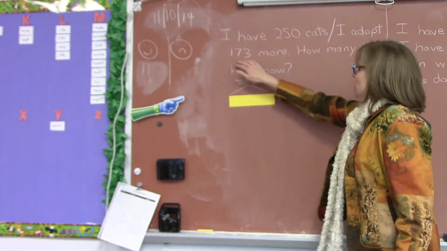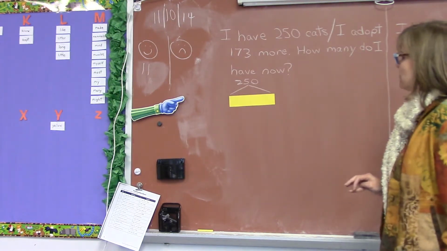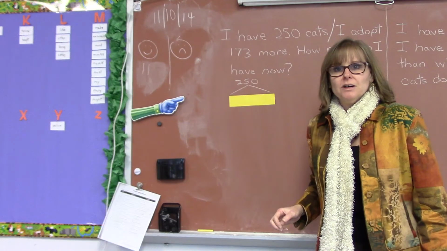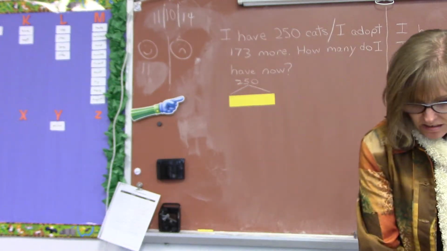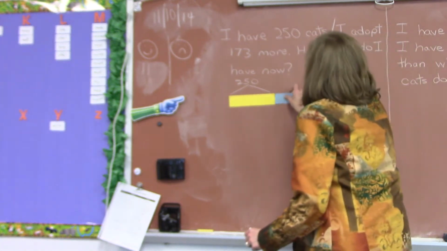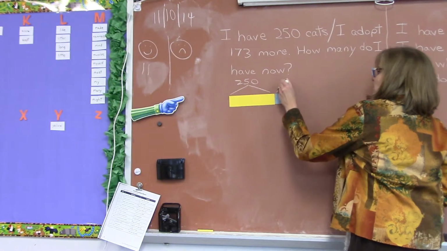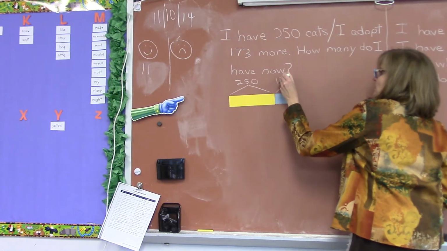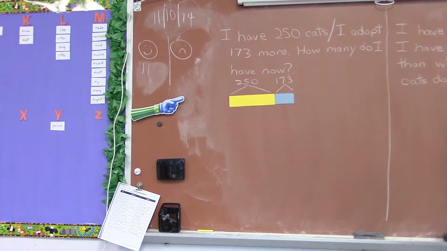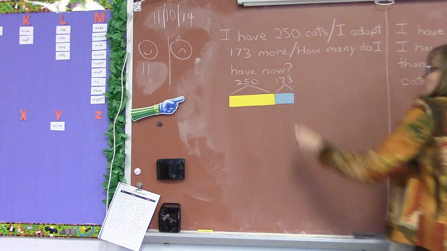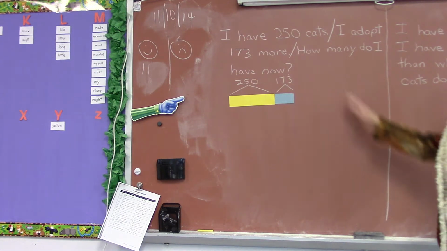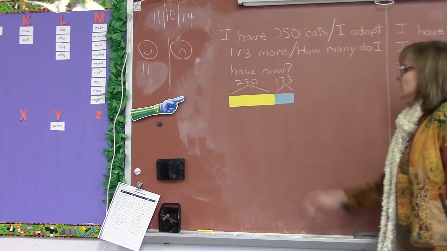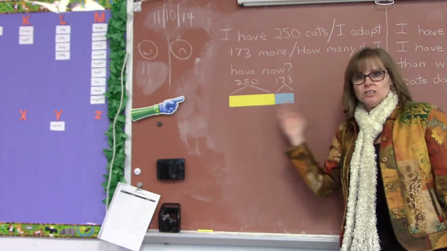I adopt 173 more. Well, now I have to have another bar model that shows me the cats that I just adopted. So again, I'm going to use a bar, and I'm going to say that bar is going to represent 173. So I've taken care of that piece of information. I've adopted 173 more. How many do I have now? So the question is, how many do I have total?